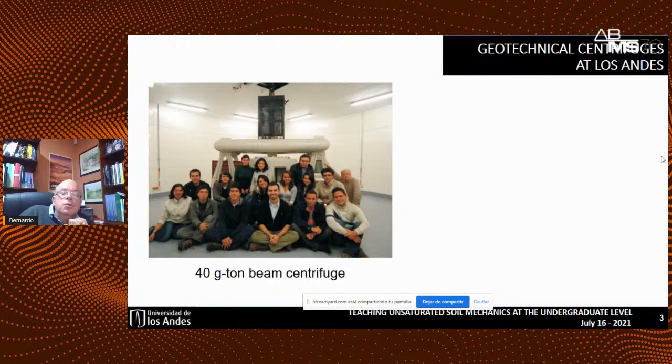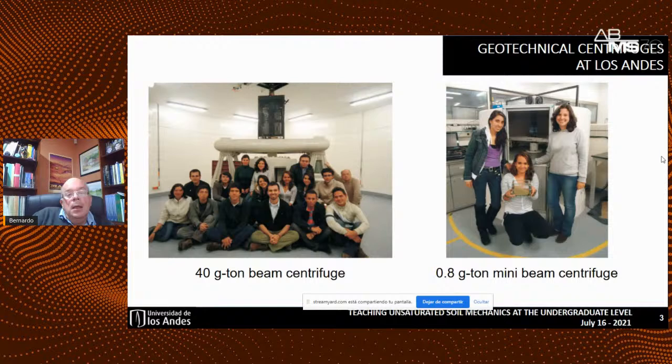In Bogotá, we have two centrifuges, a medium one, you can see this one in this image. It is a 40 g-ton beam centrifuge. And 40 g-ton means that you can have models of, for example, 400 kilograms, and spin up to 100 g. And we have another one, a small one, 0.8 g-ton, and it is a mini beam centrifuge.